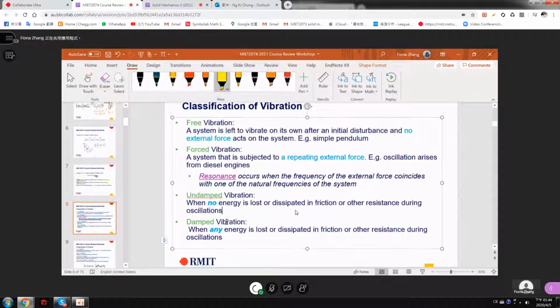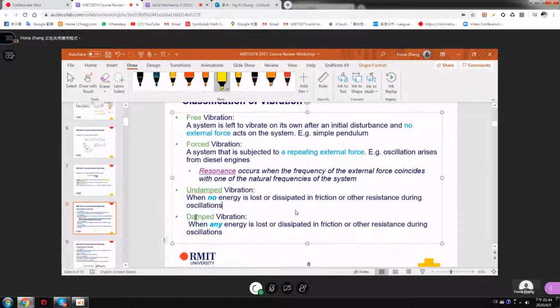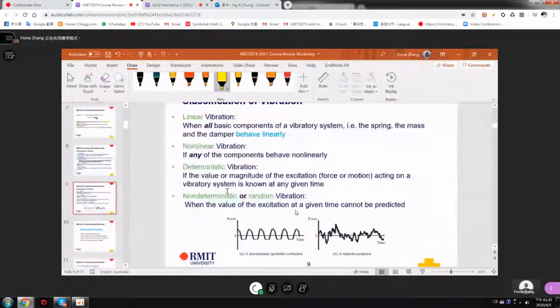For damped vibration, when energy is lost or dissipated in friction, it is dissipated as heat. If you have other resistance during the oscillation, we call it damped vibration. You have different types. Some systems have a damping effect themselves. Some have specially designed dampers to try to dampen the vibration. So it's called damped vibration.